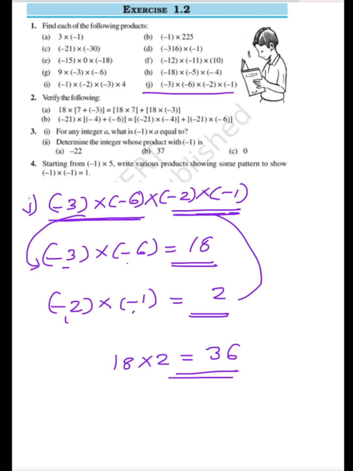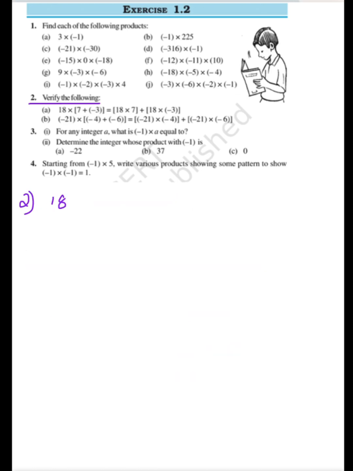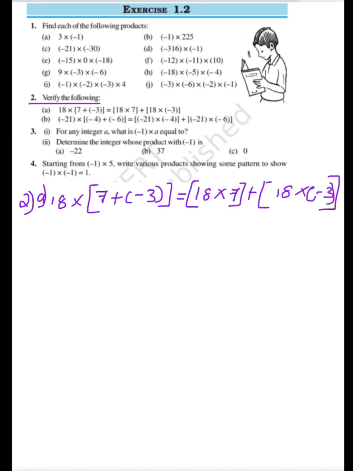Now let's see the second one, which is verify the following. Let's see how we can do it. Let's write the question first. A. We have to verify that 18 into (7 plus minus 3) equals 18 into 7 plus 18 into minus 3. This is the distributive property, distributivity of multiplication over addition. So let's verify it.